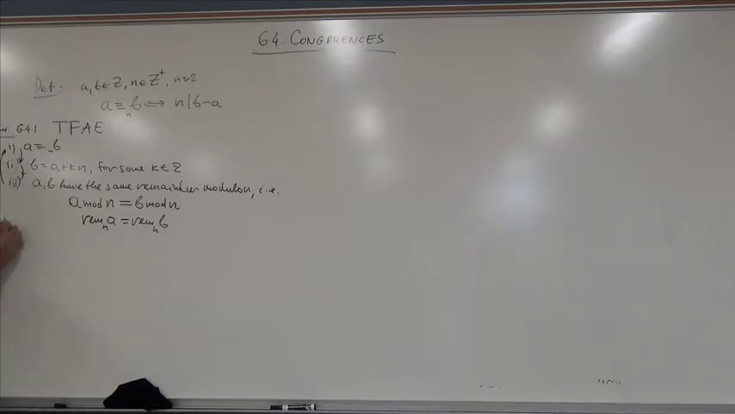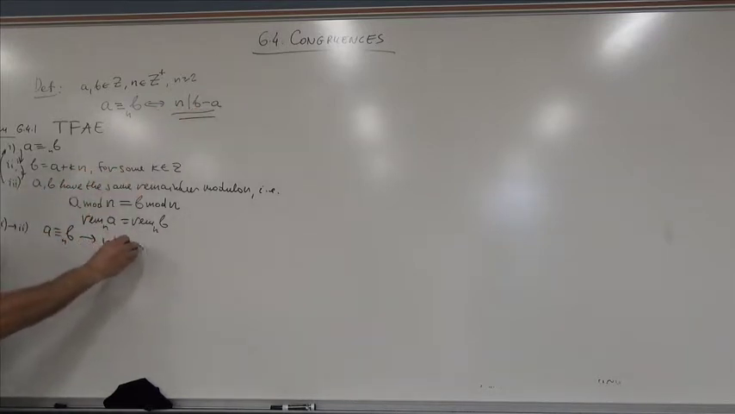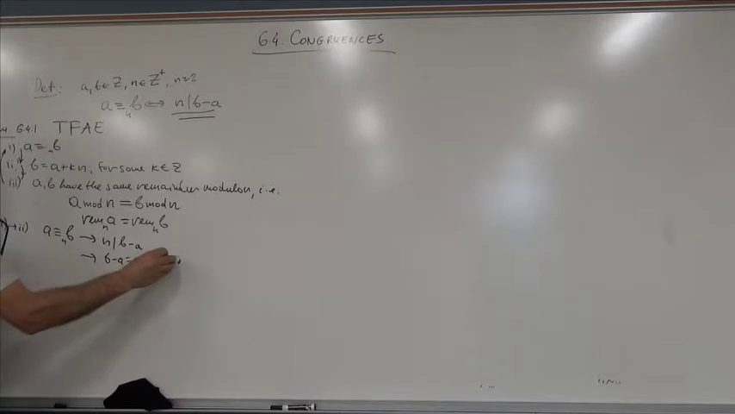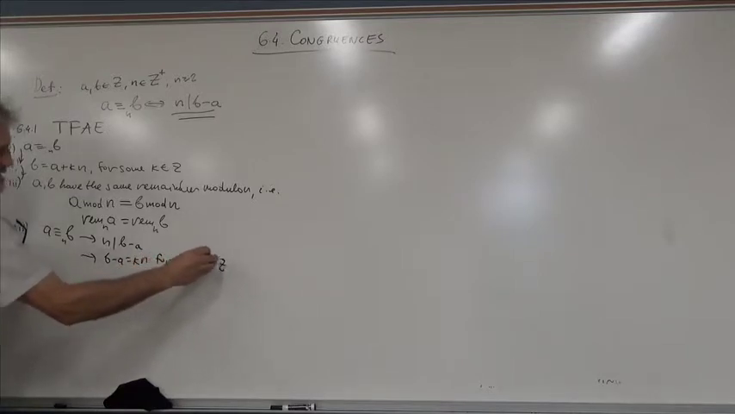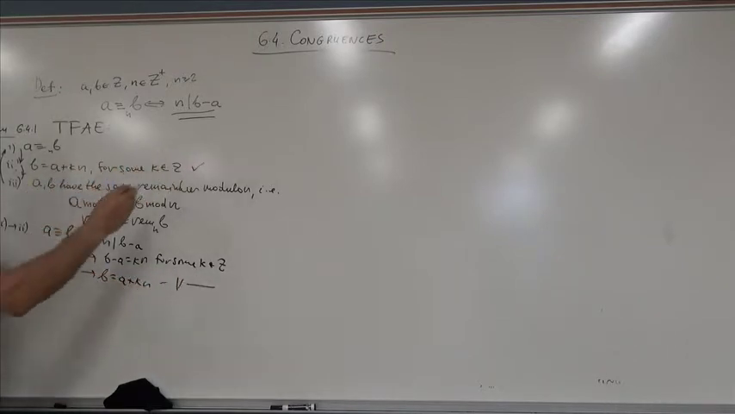So 1 implies 2. It's actually exactly by definition. So assume a congruent with b modulo n. By definition, that means n divides b minus a, which by definition of divisibility means b minus a equals k times n for some k in Z. Solve for b: b equals a plus kn for some k in Z. That's exactly what 2 says. What about 2 implies 3?